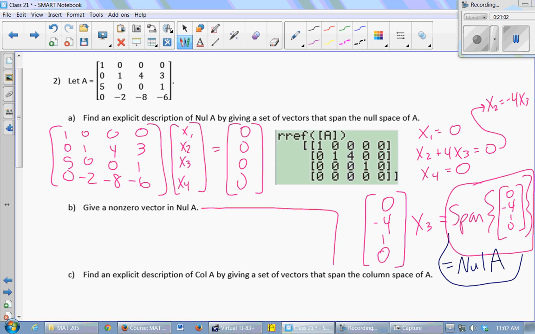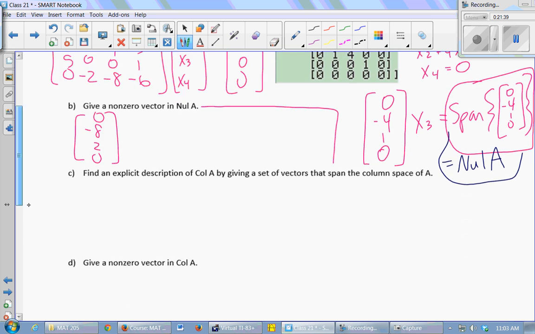So give me one non-zero vector in the null space of A. (0, -8, 2, 0). Good. So you just took a multiple of that vector, you used 2 as your weight. Good. Okay, so we were able to describe the null space of A by solving the equation Ax = 0, and all of the solutions to that equation are the null space.